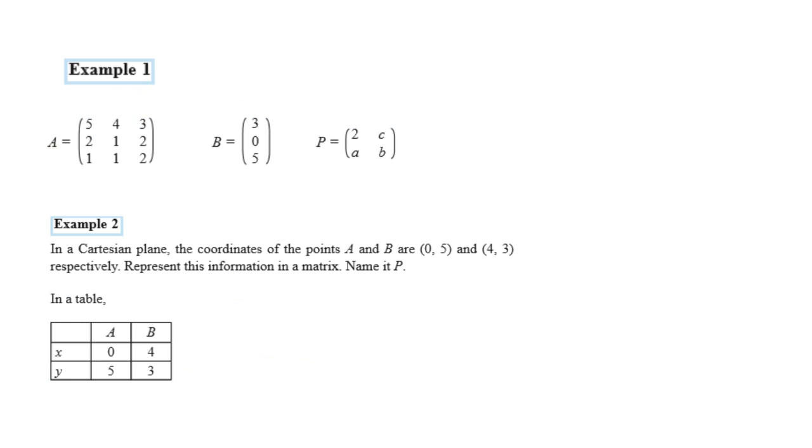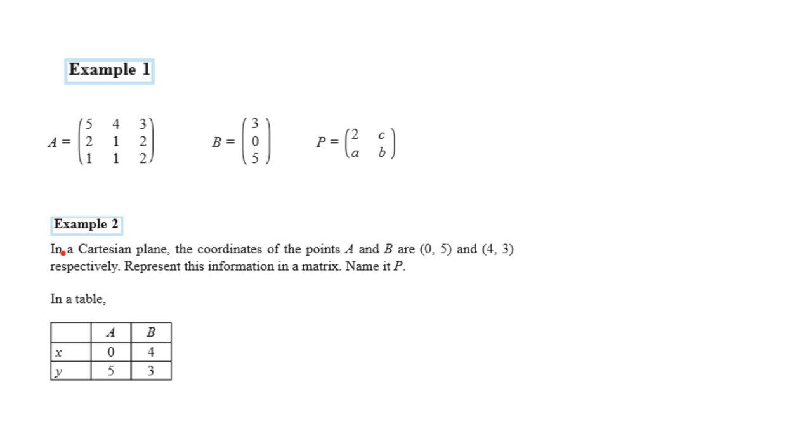Example 1. Look at, you have matrix A equal 5, 4, 3, 2, 1, 2, 1, 1, 2. And matrix B 3, 0, 5. Matrix P equal 2, C, A, B. Those matrices are named with capital letters.